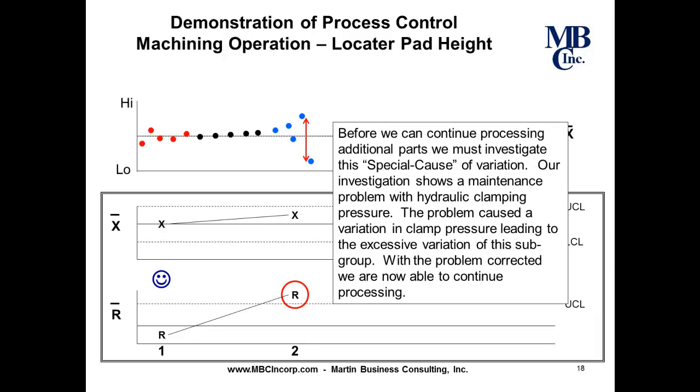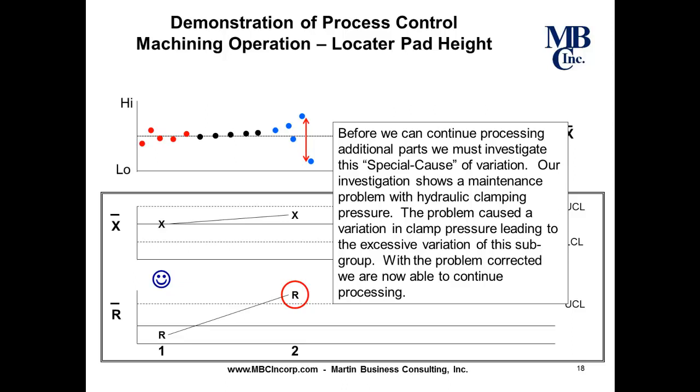This R is above the upper control limit, and that is due to the large amount of variation within the 5 parts that were measured, as is indicated by the double red arrow above. So before we can continue producing additional parts, we must investigate the special cause of variation.